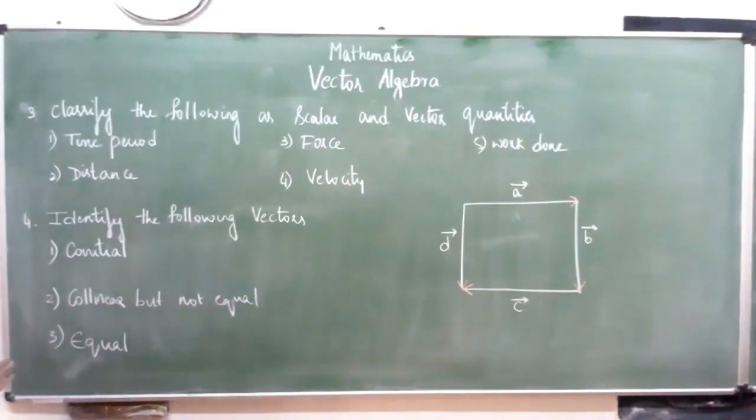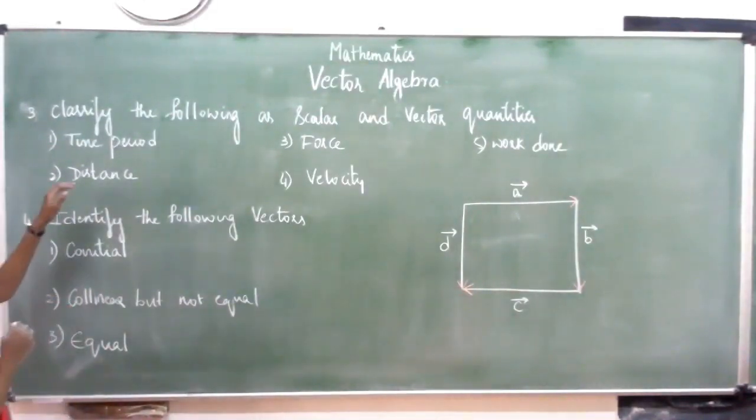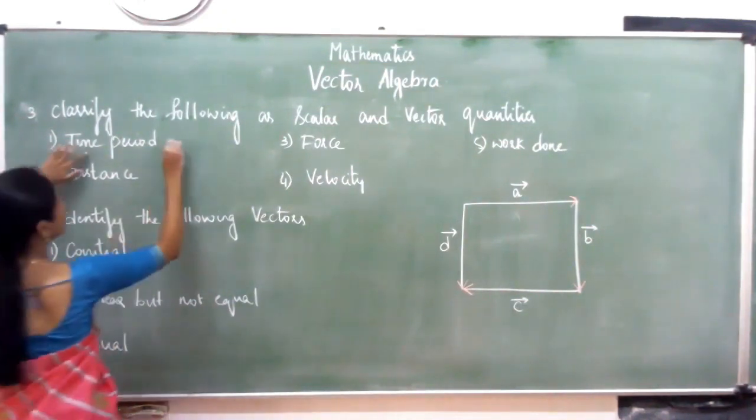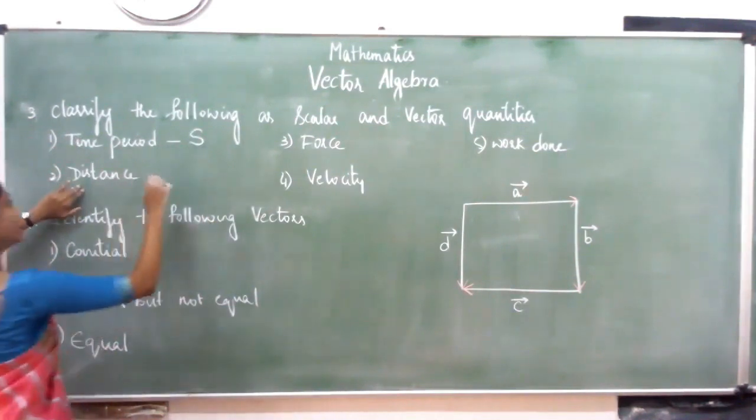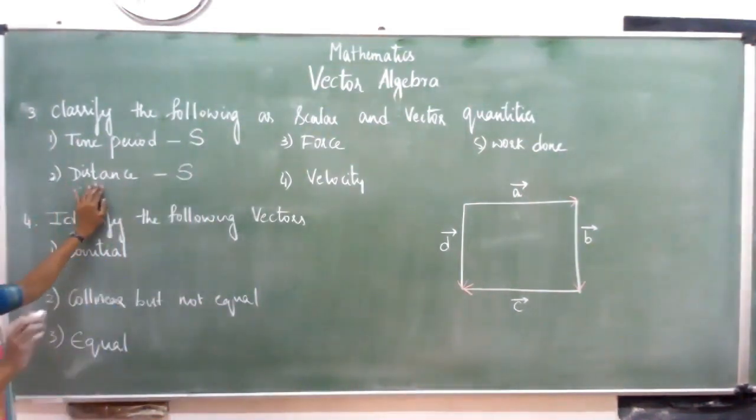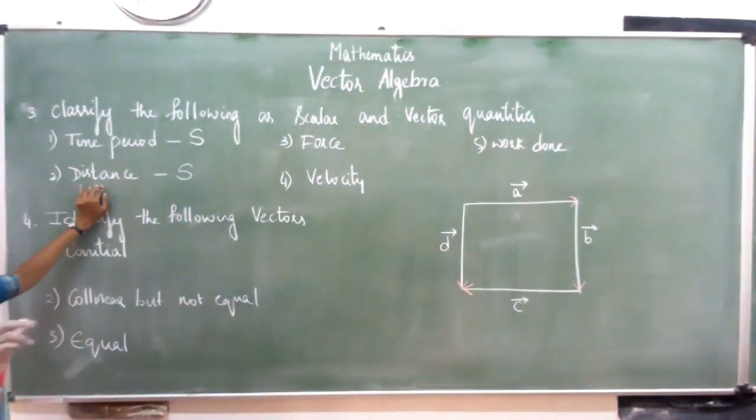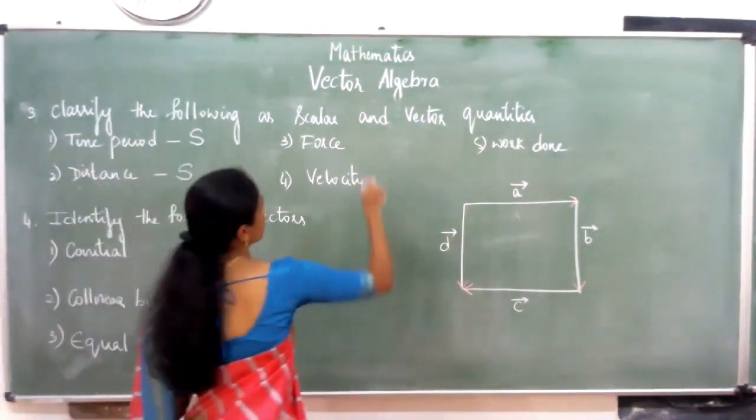Okay, next, again, they have asked us to classify the vectors and scalars. Time period, it is a scalar quantity. Okay, distance, it is again a scalar quantity. Here you have the distance, only the magnitude, but we exactly don't know in which direction they have covered that distance. So it is a scalar quantity.